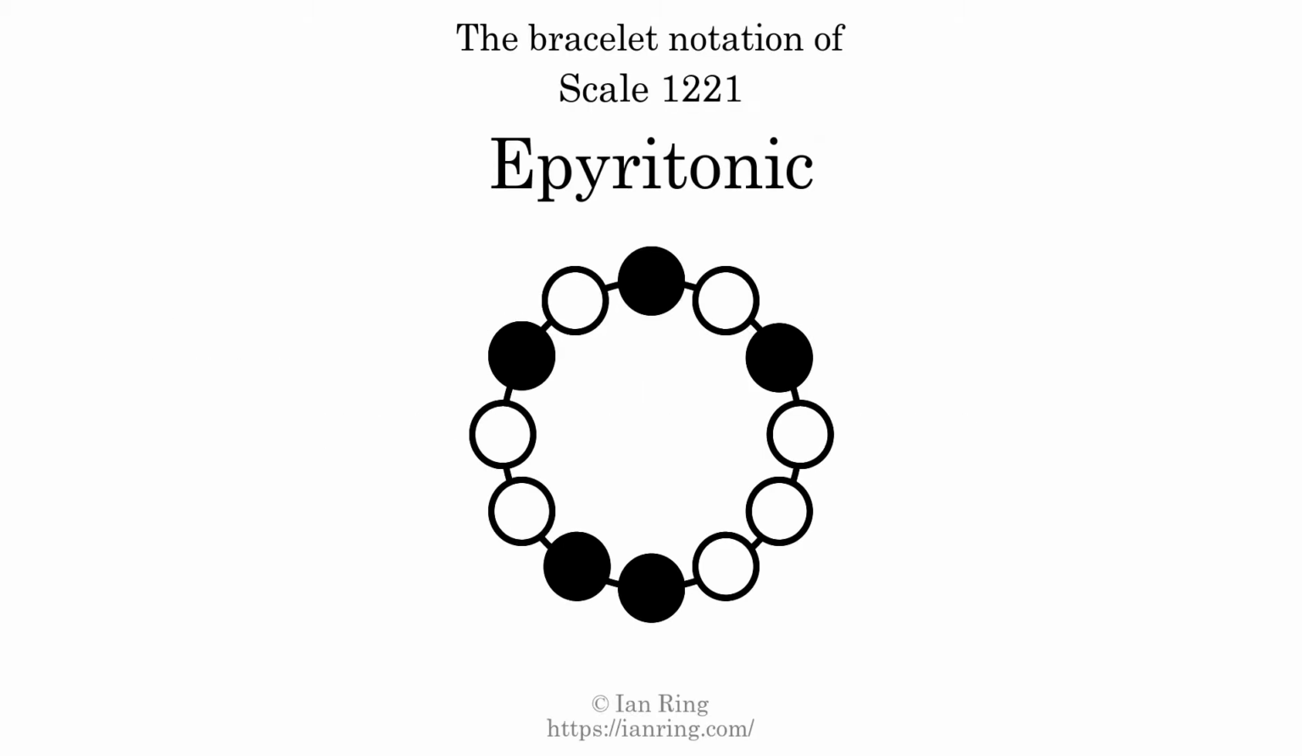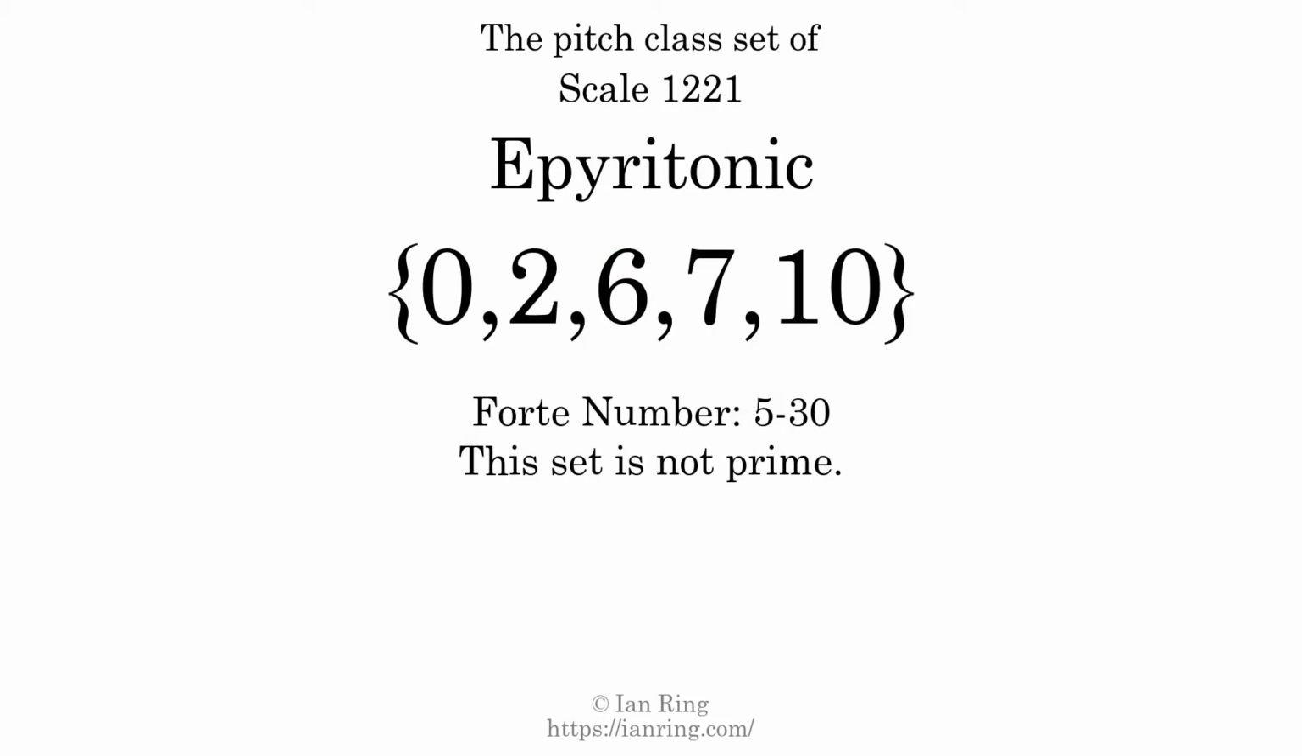This is a bracelet notation diagram of scale 1221. The shaded circles represent tones that appear in the scale, and they are read clockwise, starting at the top. The pitch class set for this scale is 0, 2, 6, 7, 10. The fault class is 530. This set is not prime.